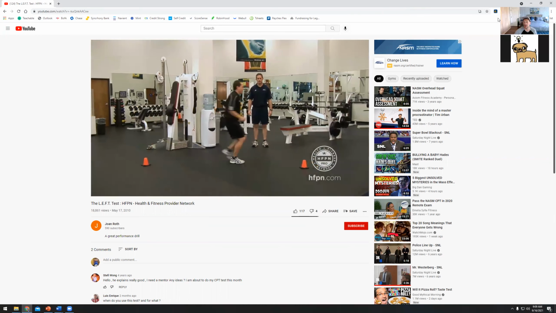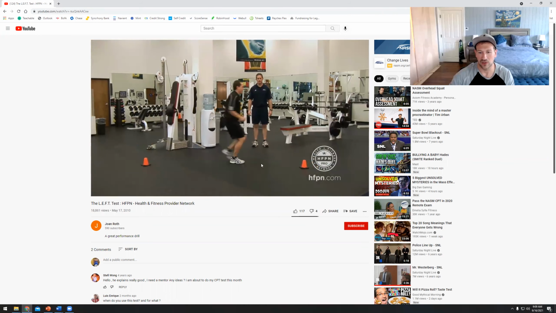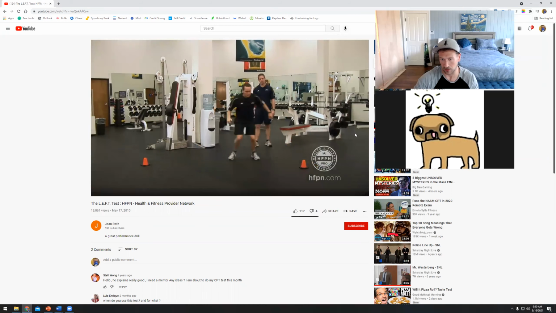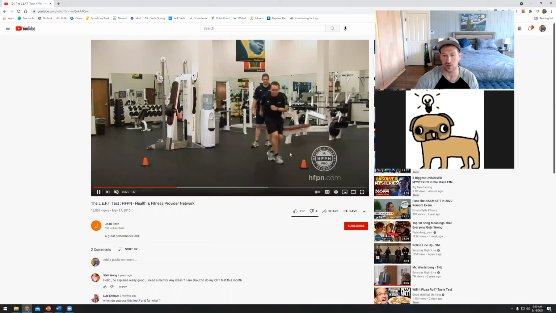So it's a sprint, it's a back pedal, it's a side shuffle, right? This is the left test, and this is really good, but it's primarily considered to be an agility drill. And the reason it's considered an agility drill is there's just too much directional change. But let's say you want to get better at these particular movements. You want to get better at sprinting, you want to get better at side shuffling.